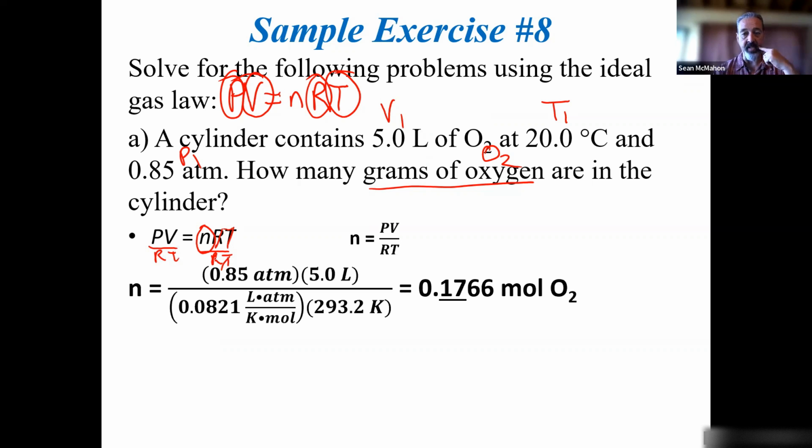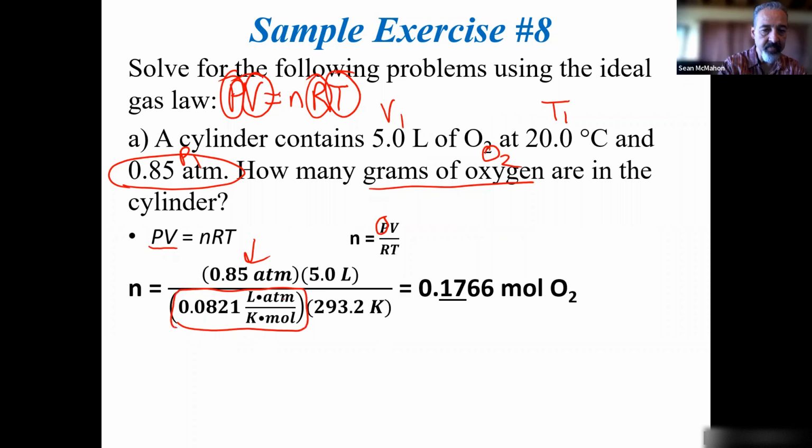I skipped a lot here. What did I skip? Well, I didn't skip that much. I plugged everything in, right? So for pressure, what did I plug in? 0.85 atmospheres. I was lucky they gave me atmospheres. And why? Because again, my constant's pressure unit is atmospheres because we want that to cancel. I was also lucky they gave me liters for volume, right? Why? Because I need the liters to cancel. What they did not give me was Kelvin.